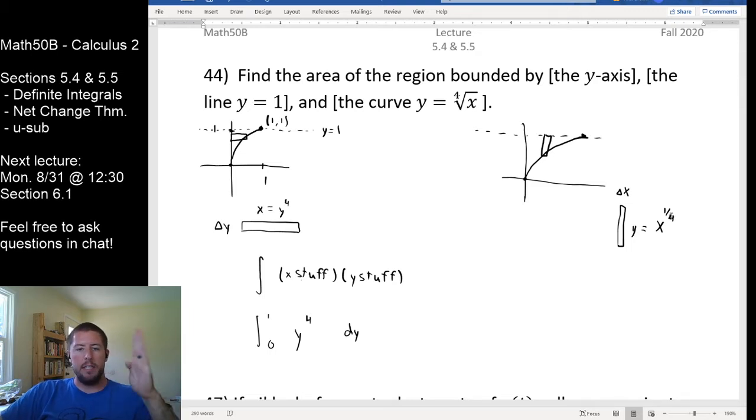If I want to conceptualize this as adding up sticks horizontally across to get an area, the first example is adding up sticks vertically to get an area. In this case, I can set up my integral. It's going to be my x stuff. It's going to be my y stuff.